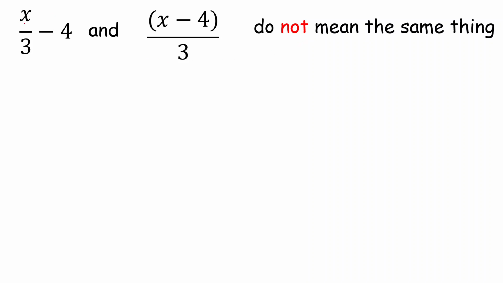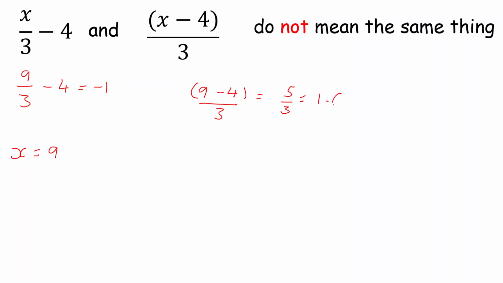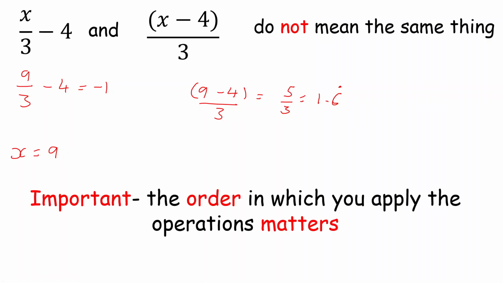Again, we can check by choosing a value of x. If I said x, for example, is equal to 9, here I would have 9 divided by 3, take away 4. Well, 9 divided by 3 is 3, take away 4 is -1. Up here, if x is equal to 9, I've got 9 take away 4 divided by 3. 9 take away 4 is 5, and 5 divided by 3 is 1.6 recurring, right? So definitely -1 and this are not equal. So these aren't the same thing. So again, important, the order in which you apply the operations is crucial.